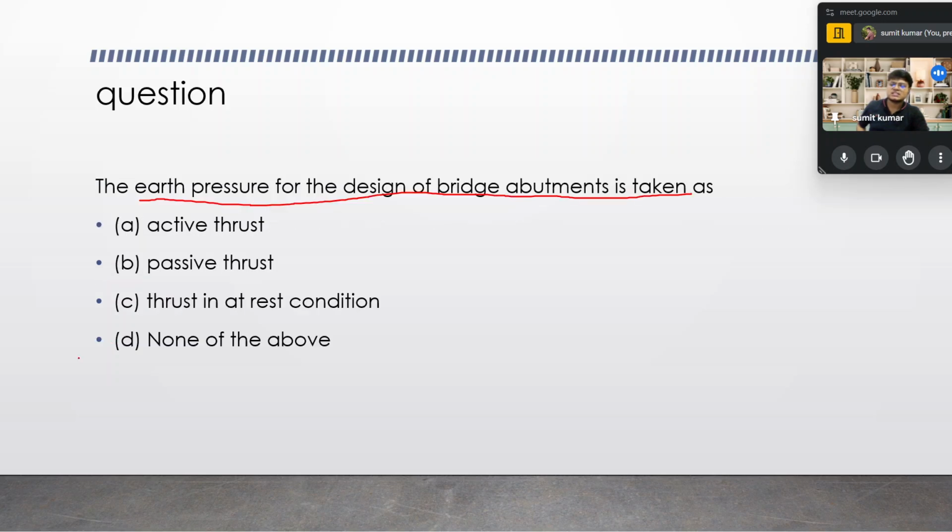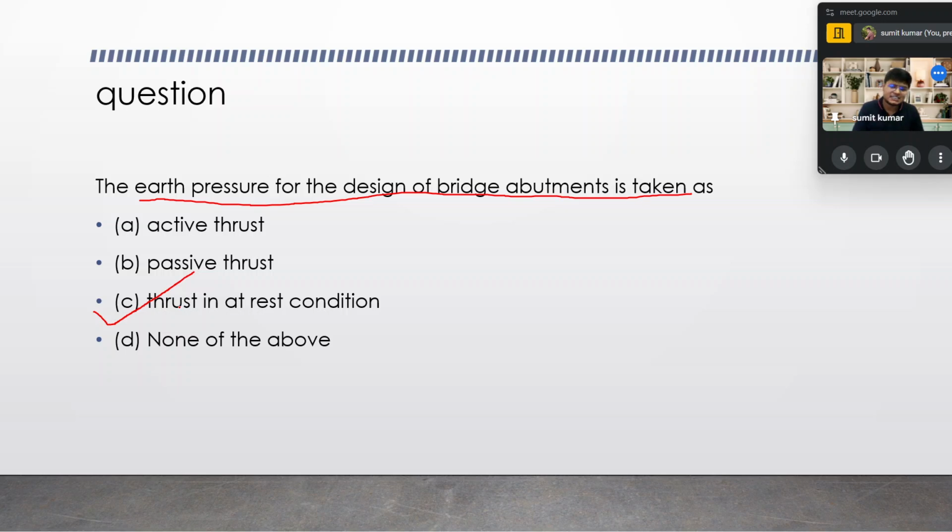Over here, the thrust in the rest condition is the correct option because, as we know, the bridge abutment is taken as the thrust in rest condition, because when we talk about the bridge, there is no soil pressure acting specifically toward the bridge abutment or away from the bridge abutment.